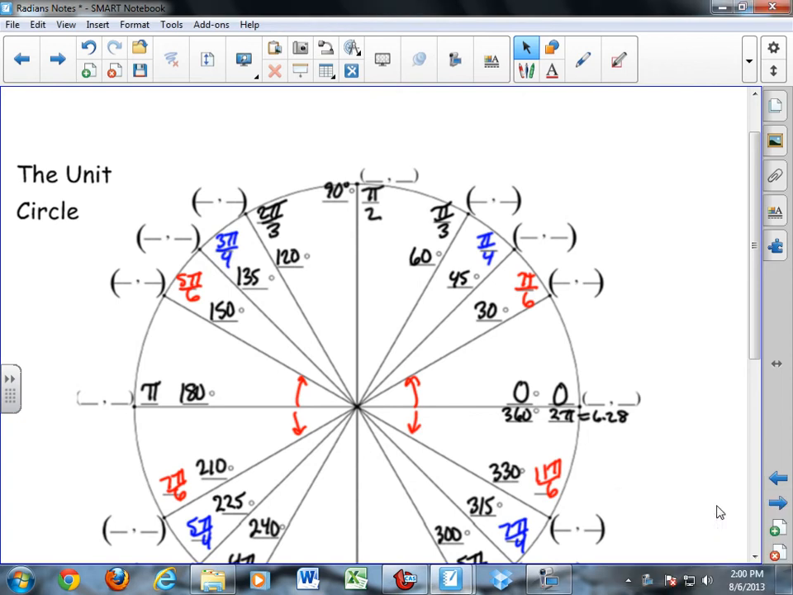Now we're going to add something to our unit circle. Notice that each point on this unit circle where each of the special angles cross the circumference is associated with a particular ordered pair, a certain point on the circumference of the unit circle. So we're going to look in general about what those points tell us.